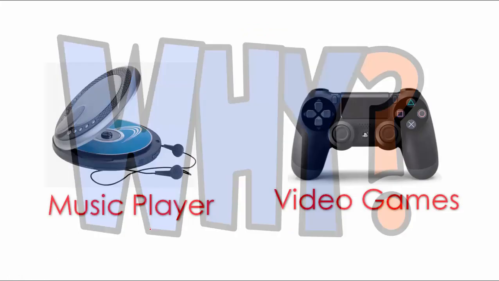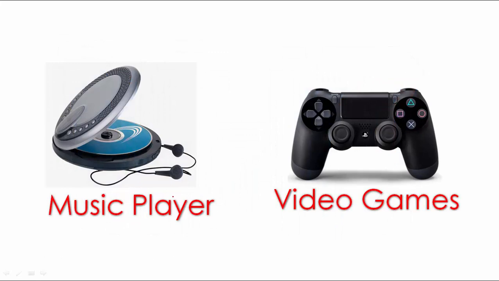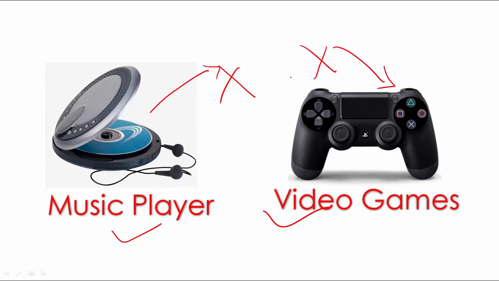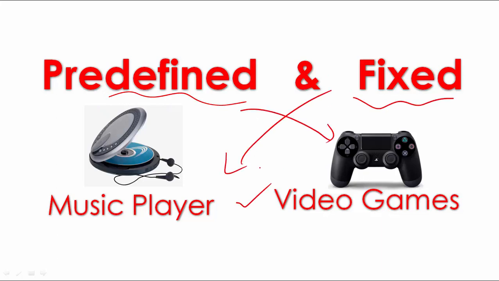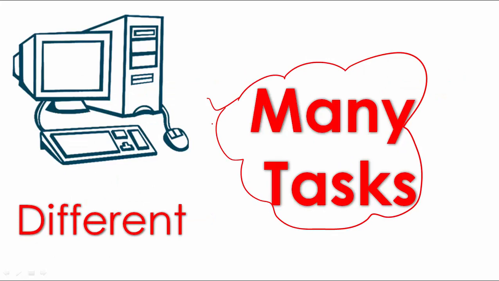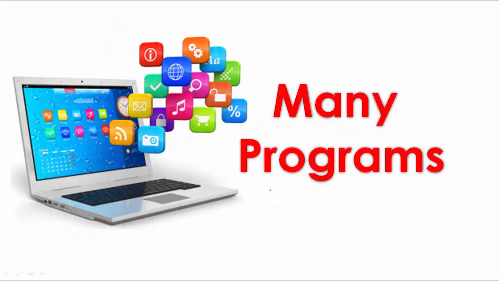For example, I will show you here two electronic machines or instruments. This first instrument, you know, it's a music player, and the second instrument is video games. Now one thing is sure, in a music player you cannot play video games, and in this instrument you cannot play songs. So the point is, these two instruments, these two machines, have their task predefined and fixed. You cannot install different programs on them. But a computer is different because it can perform many tasks. How many tasks it can perform depends on how many programs we have installed in the computer or laptop.